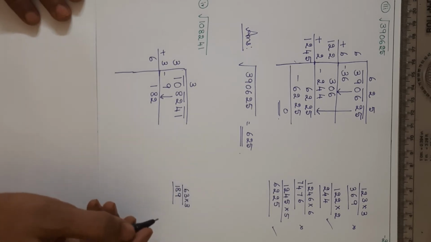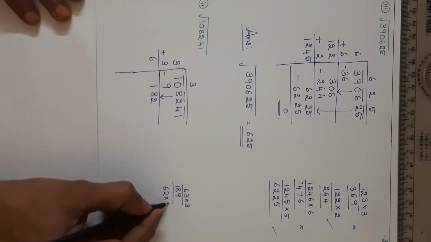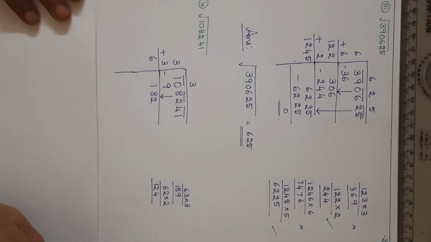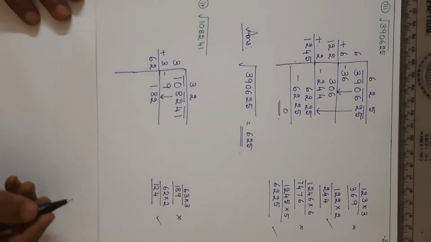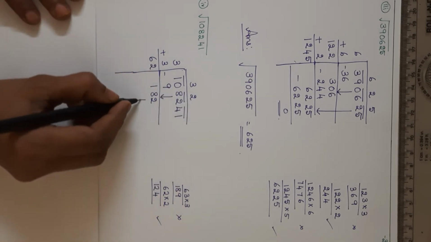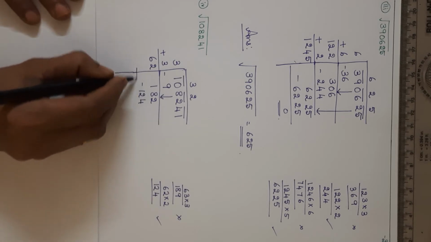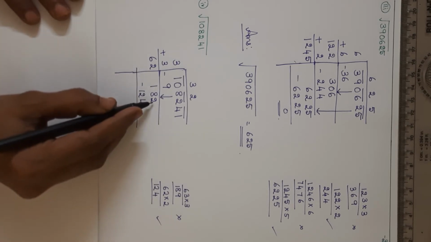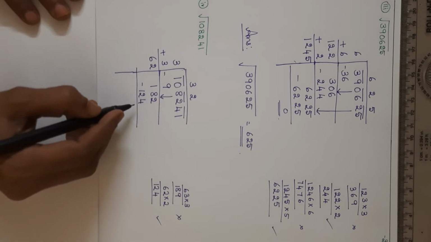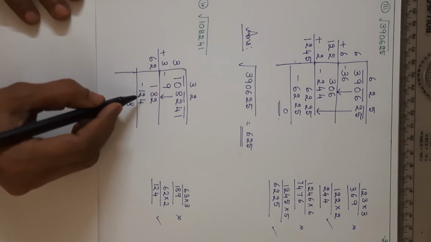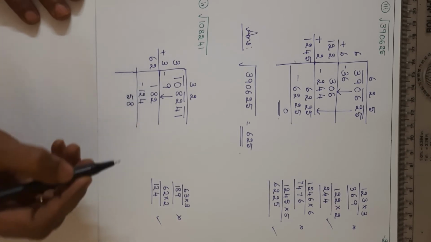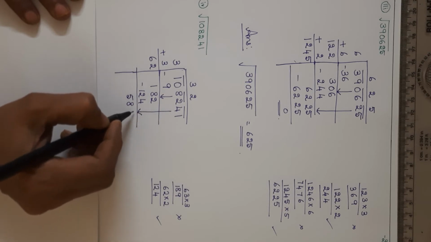Can you put? No. So try with 2. 2 2s are 4, 2 6 are 12. So this you can't put, this we can put. So it is 2. Digit 2 has to be put. 2 2s are 4, 2 6 are 12. Now 12 minus 4 is 8. Now here it is 7 minus 2 is 5. So bring this 41 down.